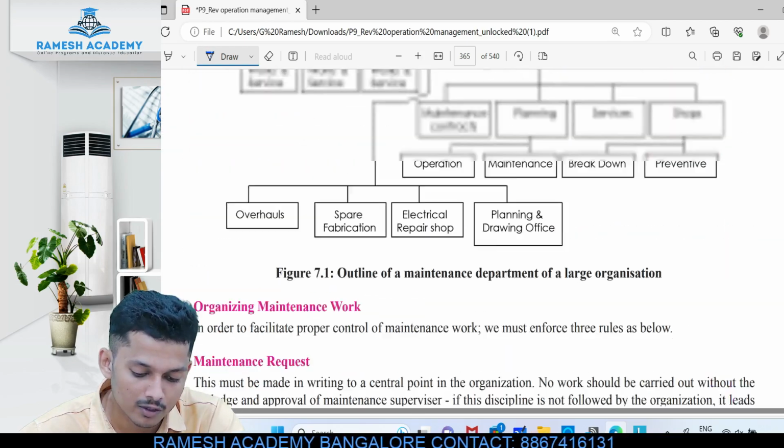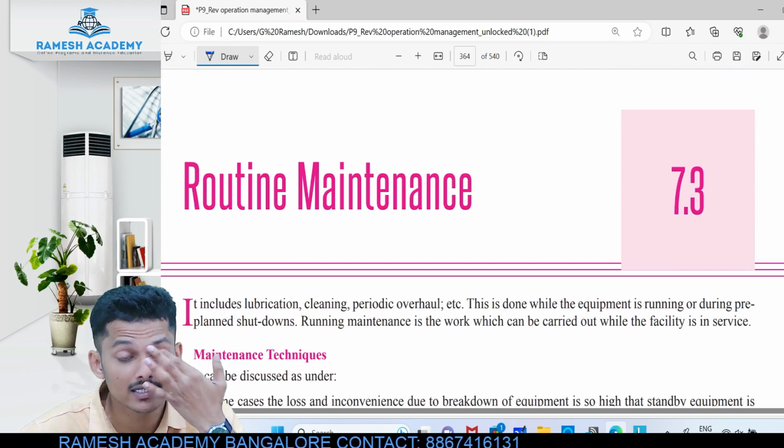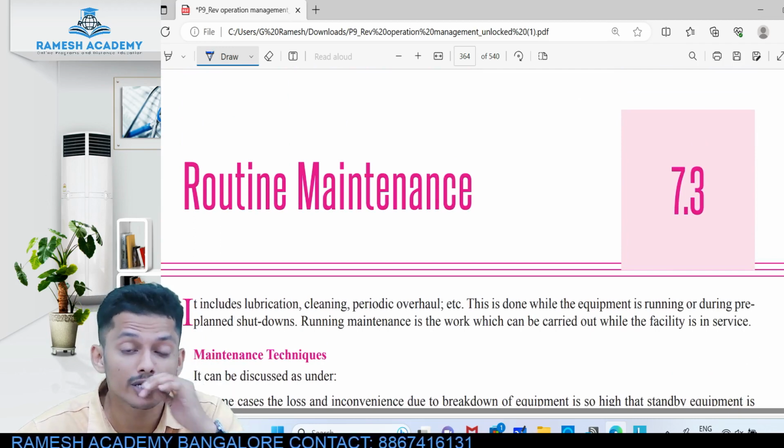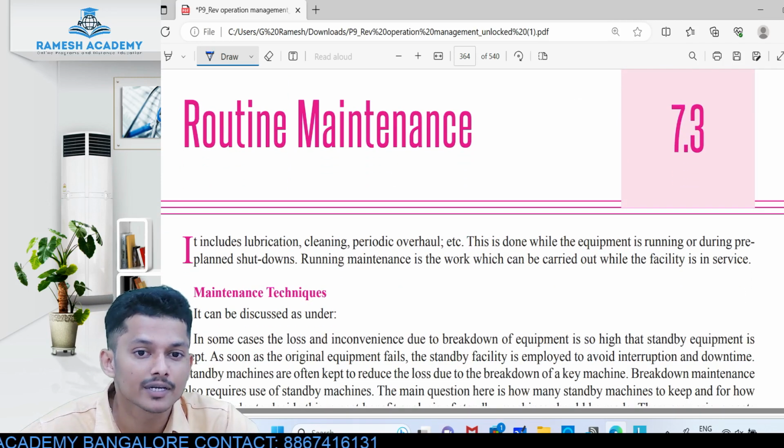Okay, we'll go to routine maintenance. Now you learnt about breakdown maintenance as well as preventive maintenance, now routine maintenance. So regular checkups. It includes lubrication, cleaning, periodic overhaul, etc.